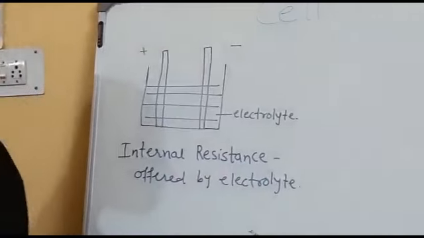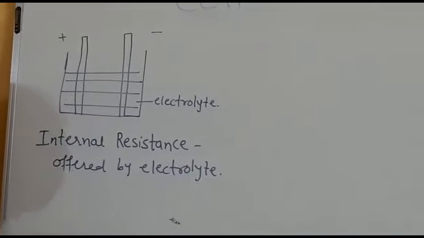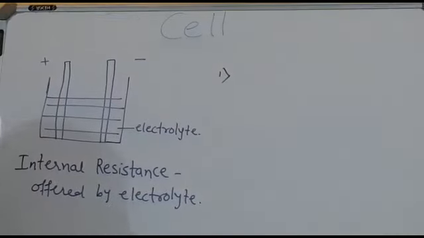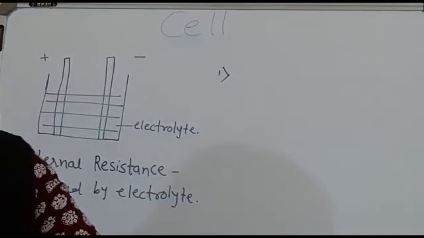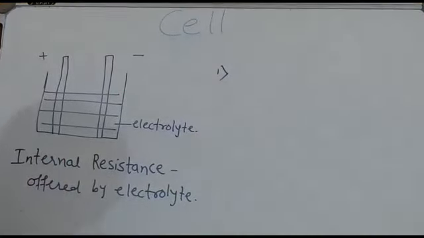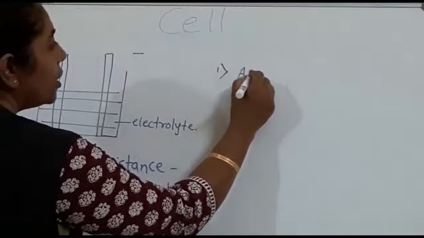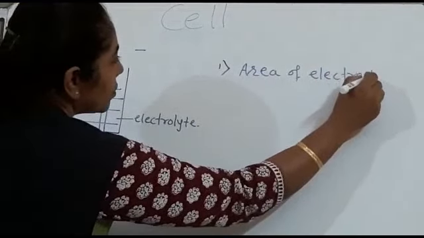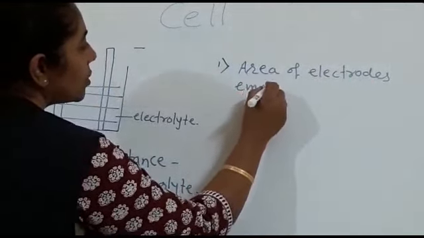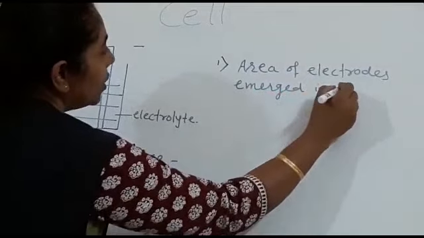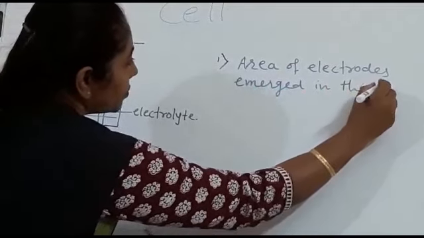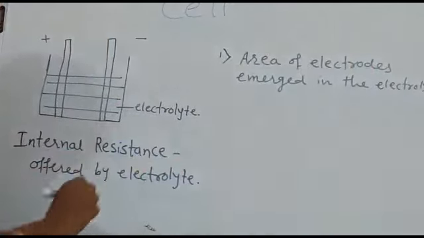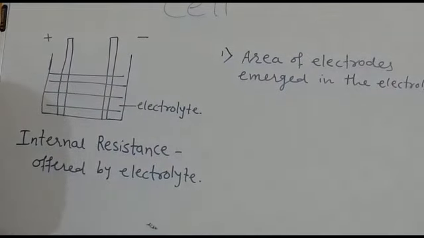So on which factors does the internal resistance depend? There are four factors on which the internal resistance depends. So write dependence of internal resistance. First, internal resistance depends on the area of electrodes immersed in the electrolyte. Area of electrodes immersed in the electrolyte.